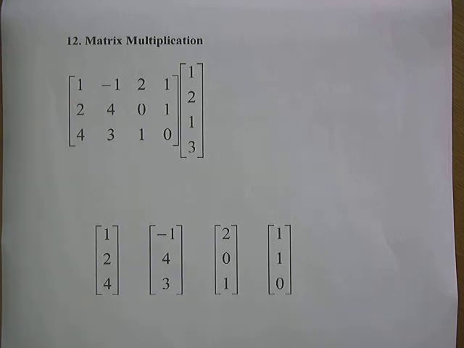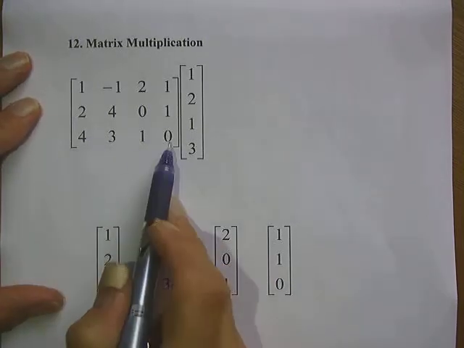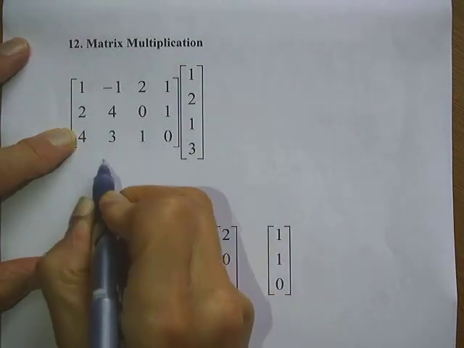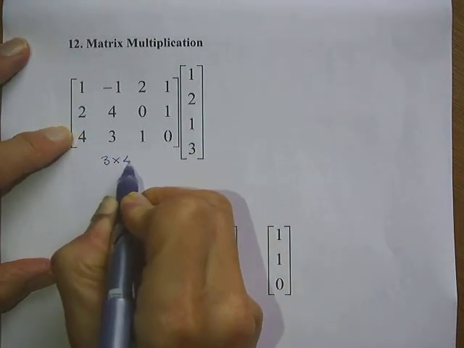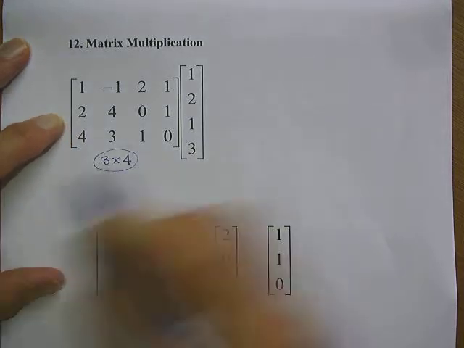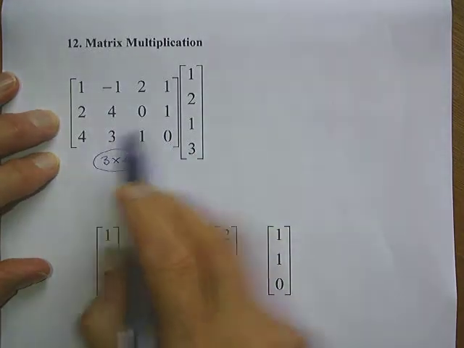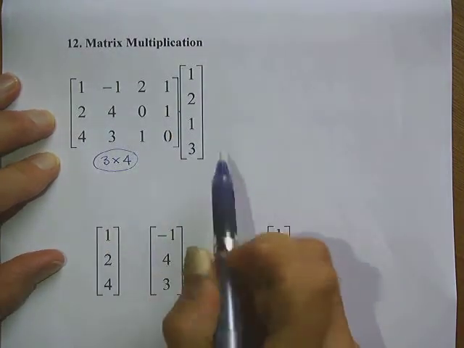This is an overview of matrix multiplication. Here is a matrix. It's got 3 rows and 4 columns. It's a 3 by 4 matrix. This is a vector. It's got 4 entries. What does this product mean?